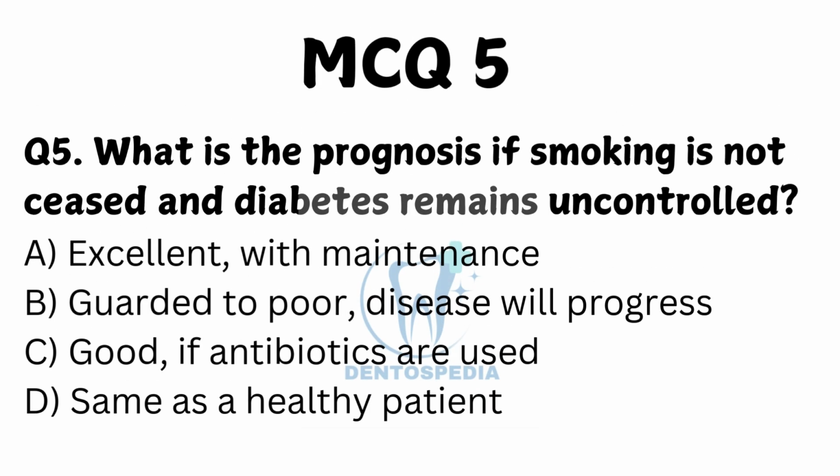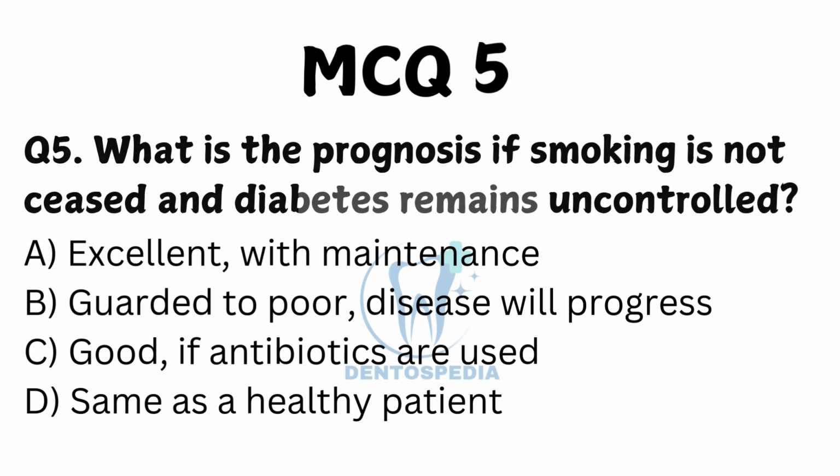Question 5. What is the prognosis if smoking is not ceased and diabetes remains uncontrolled? Option A. Excellent, with maintenance. Option B. Guarded to poor, disease will progress. Option C. Good, if antibiotics are used. Option D. Same as a healthy patient.